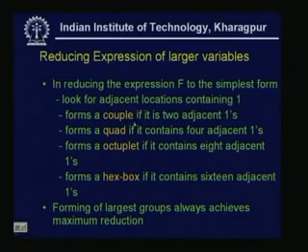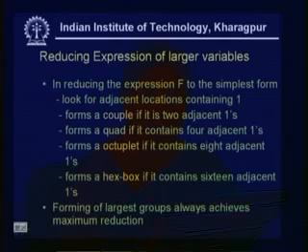So first I will look for adjacent ones, then form a couple if there are 2 adjacent ones. This couple is defined as a box or a group having 2 min terms, having 2 adjacent ones. So a couple is a group having 2 adjacent ones. Similarly, a quad is a group having 4 adjacent ones.